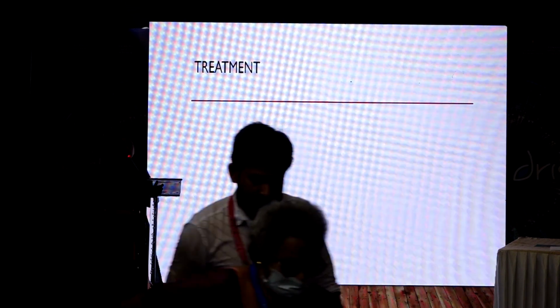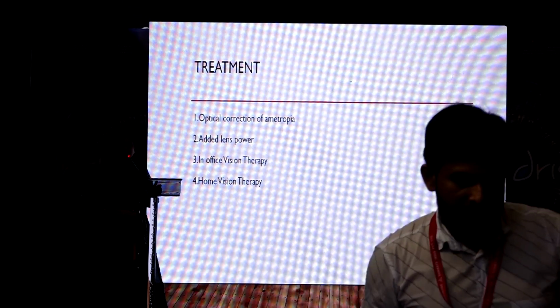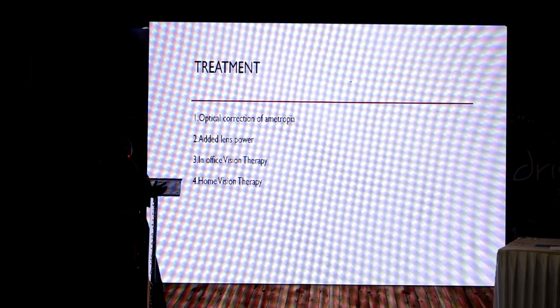Now, how do we go about the treatment of these 2 conditions? Basically, if there is any ametropia, optical correction should be done, and that should be followed by added lens power therapy. And then you go into vision therapy, which can be either office-based or home-based.